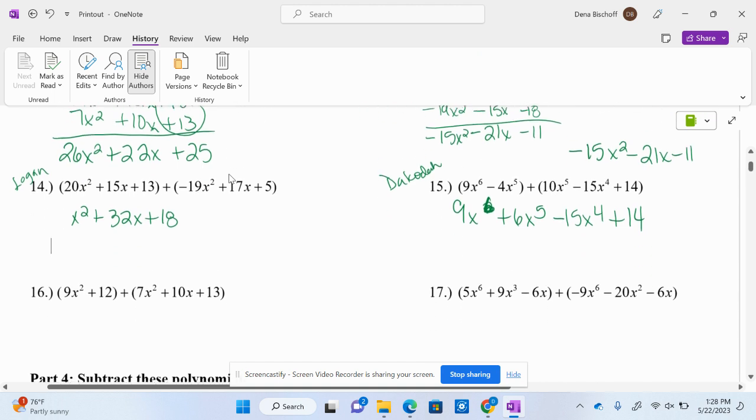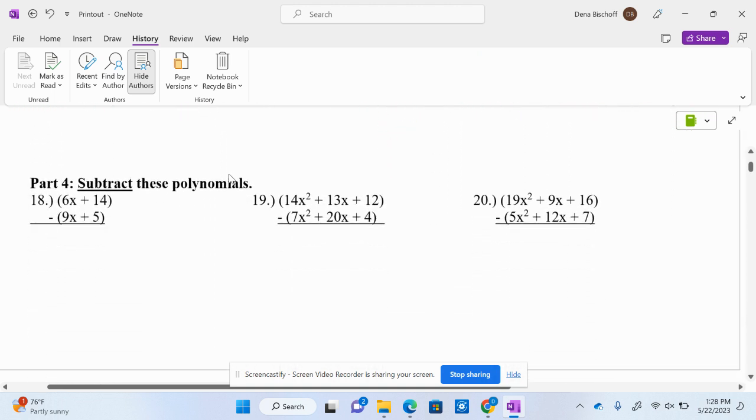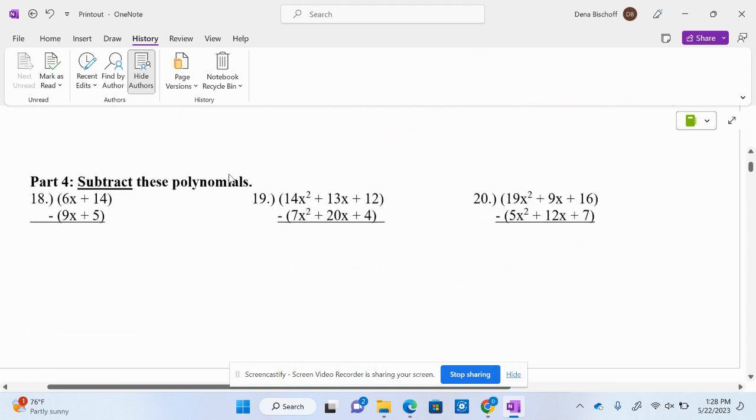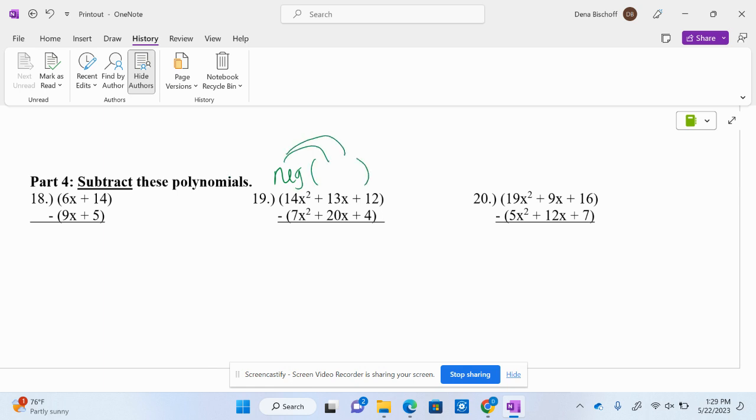Okay, so I'm not going to do 16 or 17, but I am going to jump to 18, 19, and 20. So tell me, what is the biggest mistake that we make when we subtract polynomials? Any ideas? The negative. Yeah. The negative is outside of a parenthesis. You have a negative outside of a parenthesis. What does that mean you have to do?